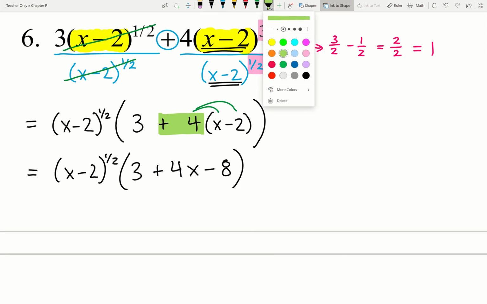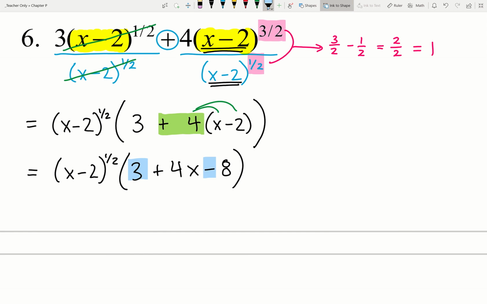Okay, and then I got some like terms there I can combine, just like in the last problem. I had positive 3 minus 8. It's going to turn into a negative 5. So this is how I'll write my final line here.